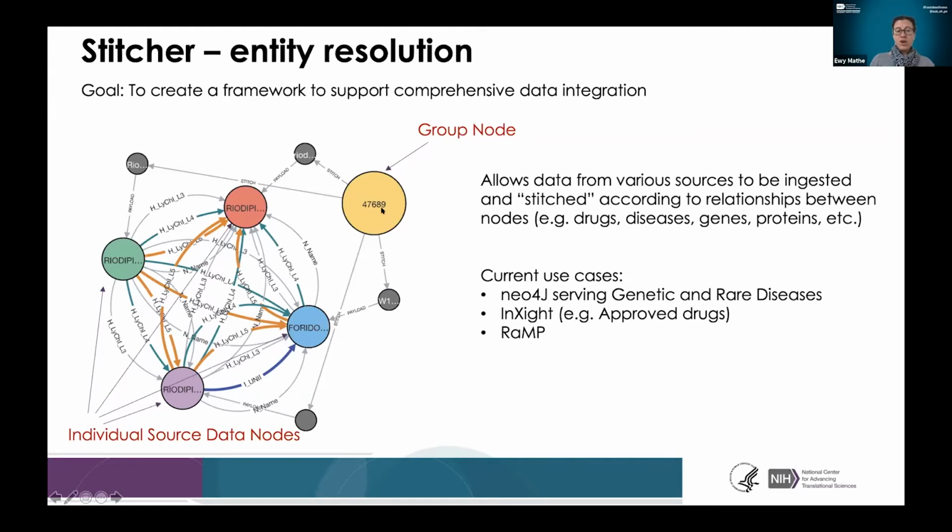Note that you can create rules on how these group nodes are found. You can say, I'm going to prioritize this type of relationship more than another, for example, putting more emphasis on a shared InChI versus a shared InChIKey. Using this type of approach, this is what we're using under the hood to create this semi-automated integrative mapping.